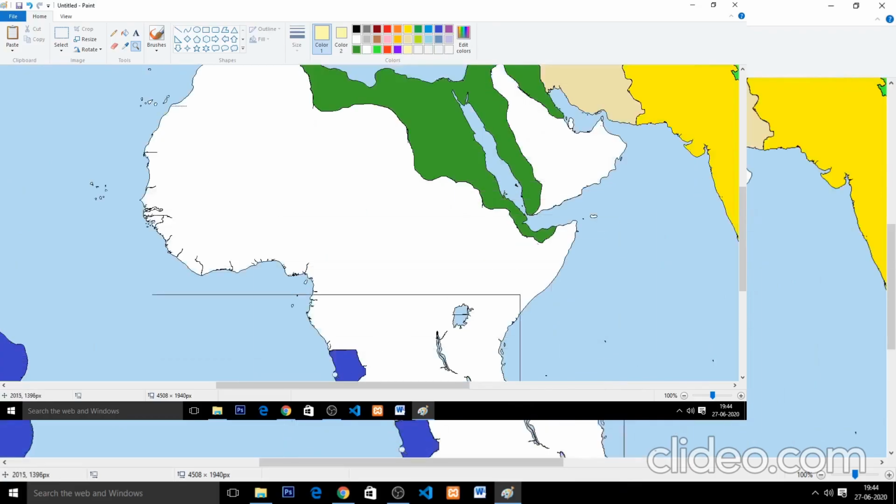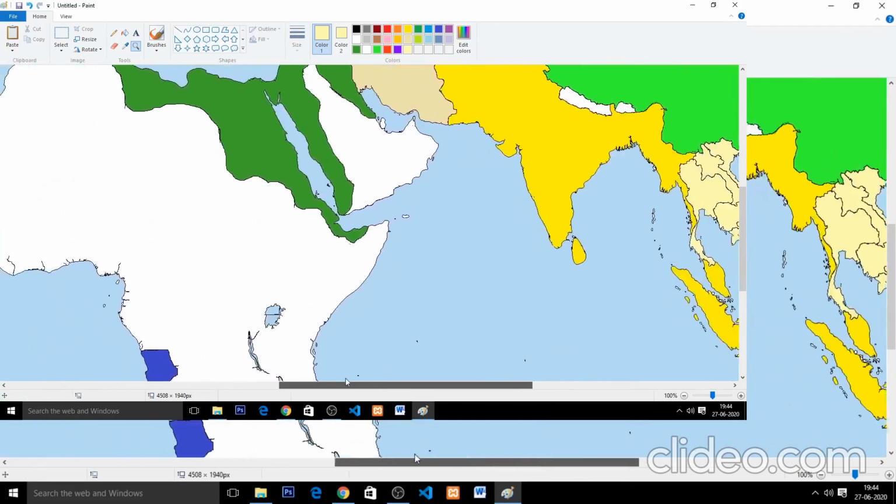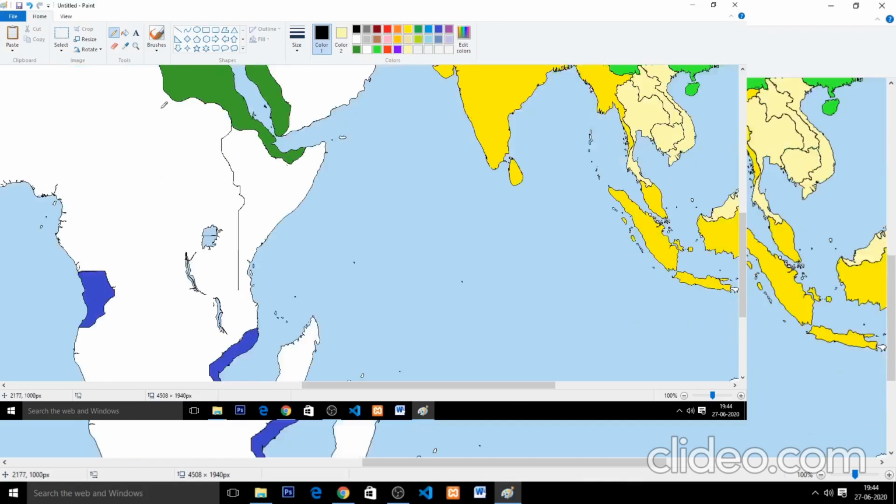So in this version, India is not a colony, but rather a colonial superpower. Let's see how. Given the Peshwa's expansionist nature, they would probably take over Burma. They would also probably make Thailand and Indochina their tributary, because that's just how it would have gone. So yeah, the ones which are this slightly lighter color are the tributary states.